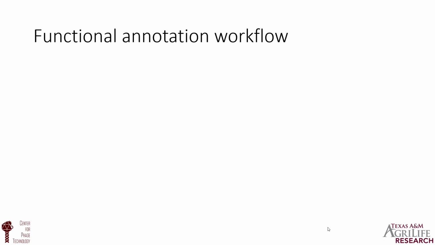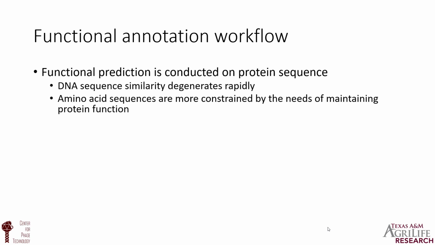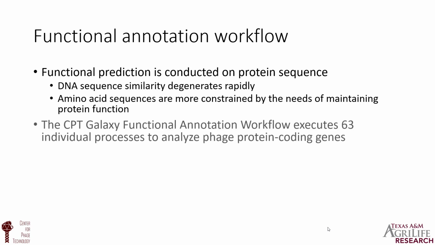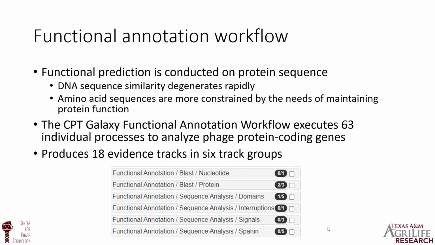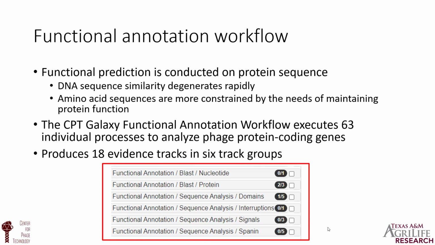The functional predictions are going to be conducted on protein sequence. DNA sequence similarity degrades rapidly, and amino acid sequences are more constrained by the needs of maintaining protein function. This is why almost all protein functional prediction is based on analysis of protein sequence rather than DNA sequence. The CPT Galaxy Functional Annotation workflow executes 63 individual processes to analyze phage protein-coding genes. In the end, it will produce 18 evidence tracks in Apollo, and these are grouped into 6 track groups, which will appear in the CPT Web Apollo platform.